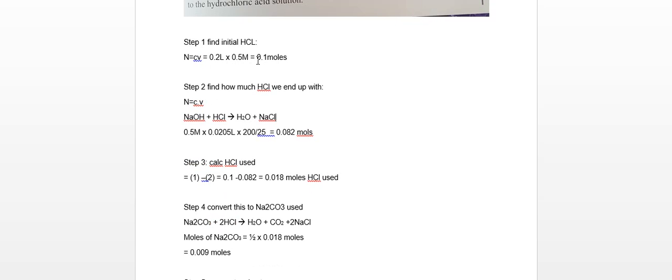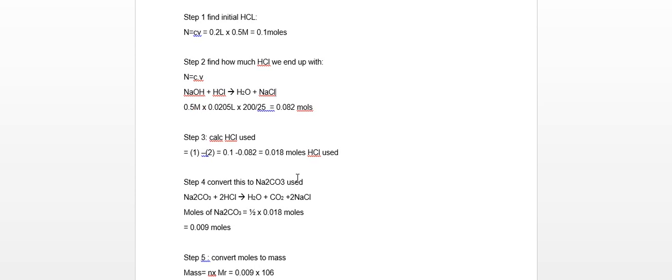So if we know we started with 0.1 mole and we ended up with 0.082 moles, we can calculate the HCl used, okay, which is 0.1 moles minus 0.082 moles, which equals 0.018 moles of HCl used.